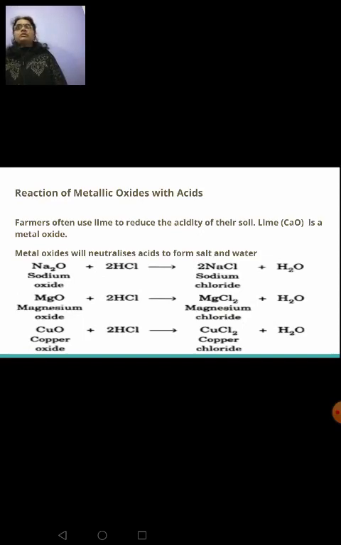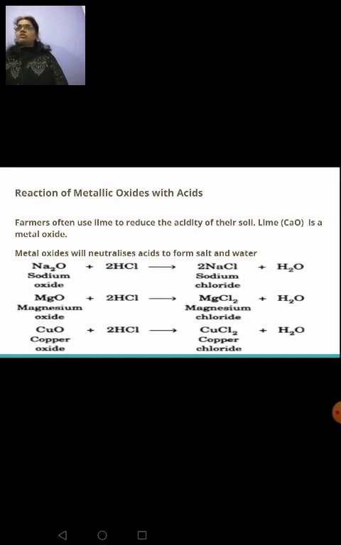So this calcium oxide is a metal oxide. So what is a metal oxide? Whenever a metal combines with oxygen, it forms a metallic oxide. When magnesium ribbon burns, it forms magnesium oxide. Magnesium is a metal, reacts with oxygen to form magnesium oxide, so it's called a metallic oxide. Similarly, your calcium oxide is also a metallic oxide. When it reacts with an acid, it will form salt and water.